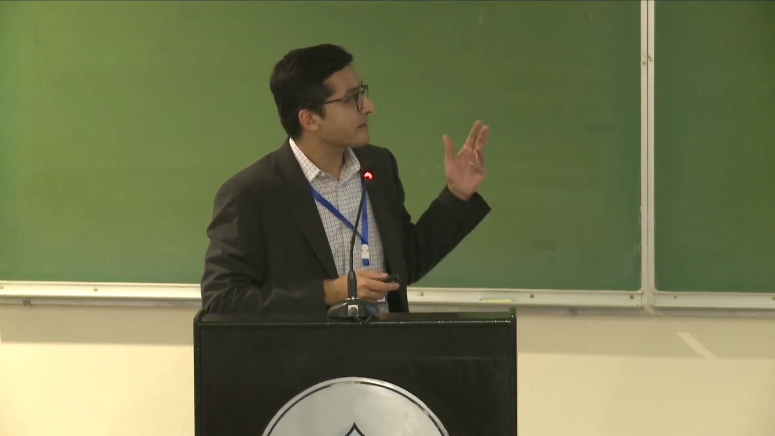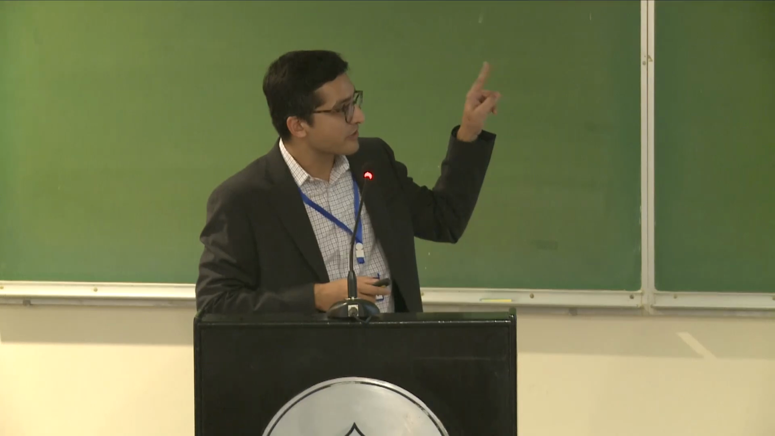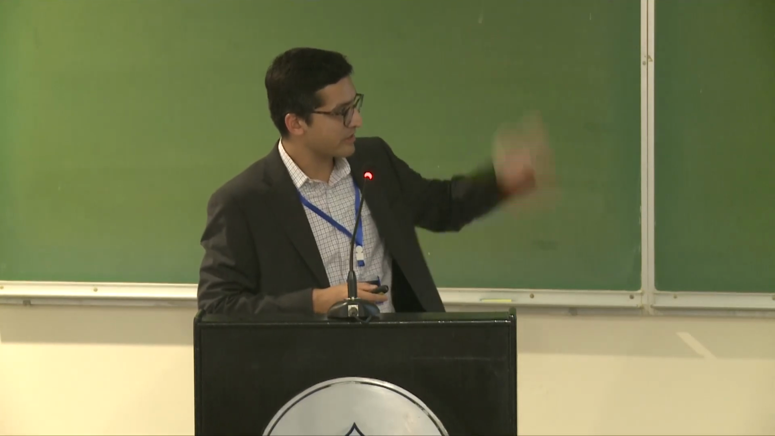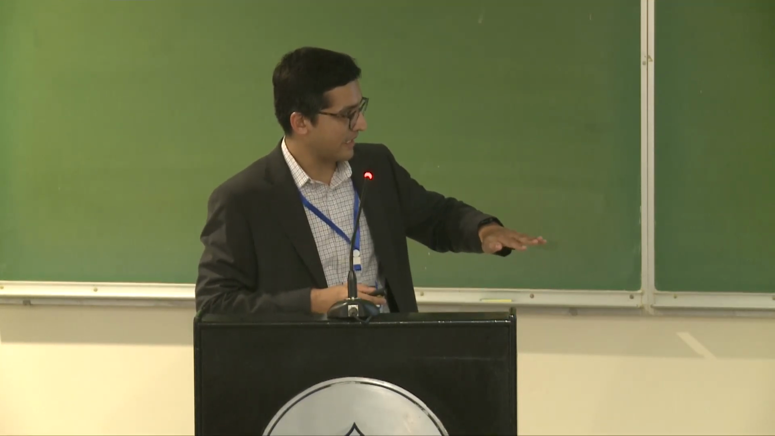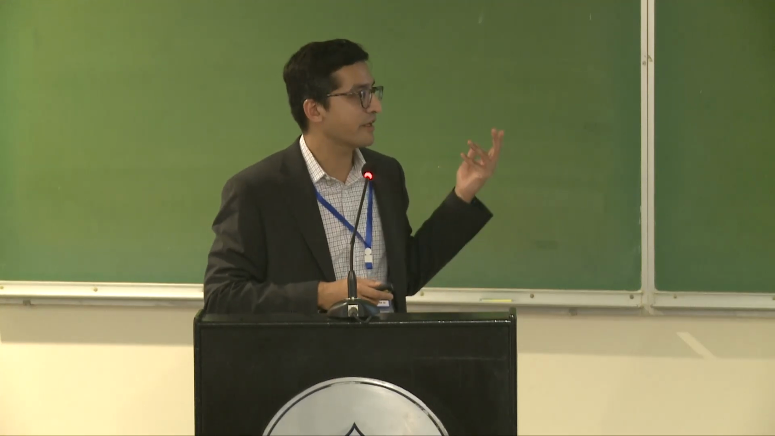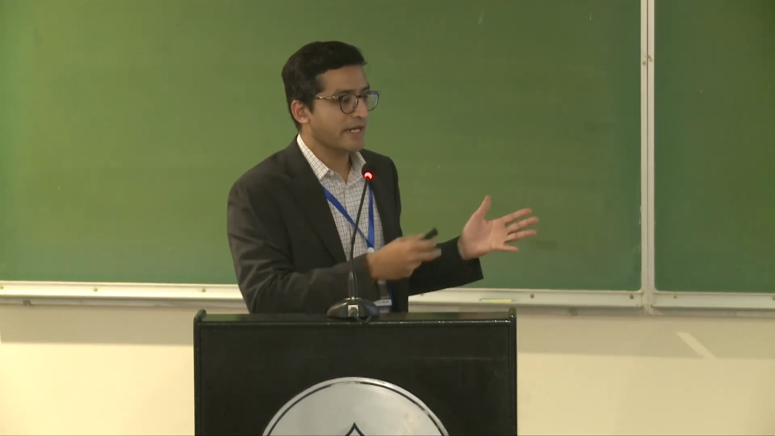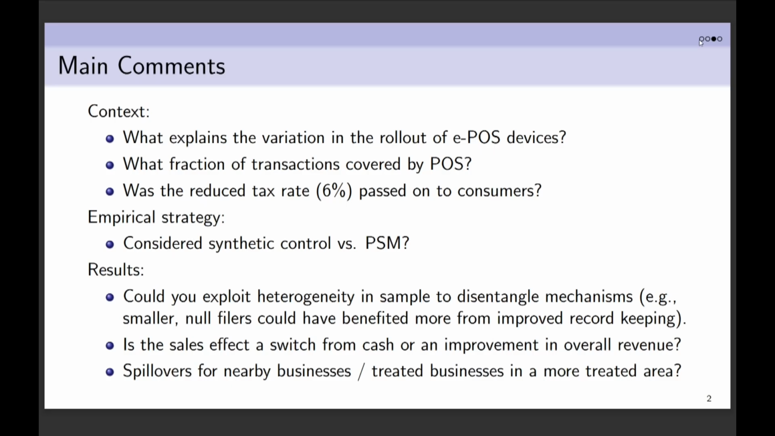I think one thing that was interesting is this variation in the rollout of EPOS devices. There were periods where there were peaks and then there were periods when it went down. And so I think there's something going on here, and I was trying to figure out, aside from the propensity score matching, is there any way in which you can exploit this variation? What were the underlying factors behind the variation, and does that give you some exogenous or plausibly exogenous variation?